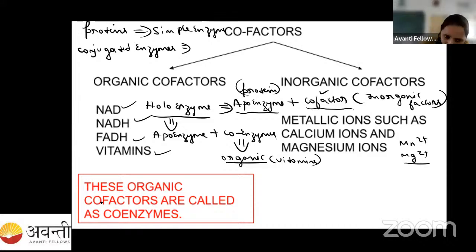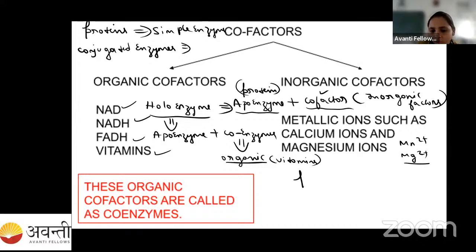For example, if you take succinate dehydrogenase, it requires NAD+, FAD+ and so on, right? A dehydrogenase enzyme requires organic cofactors. Okay, fine. So let us go to another type of enzyme.